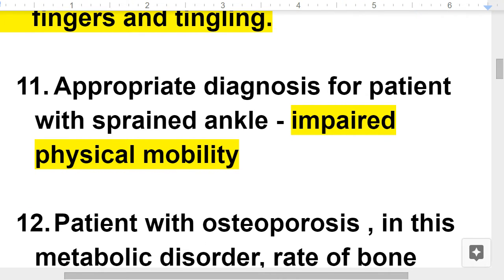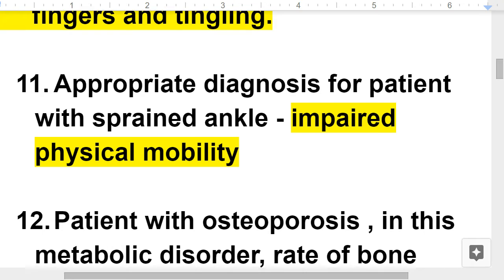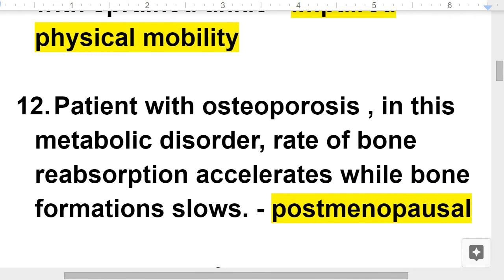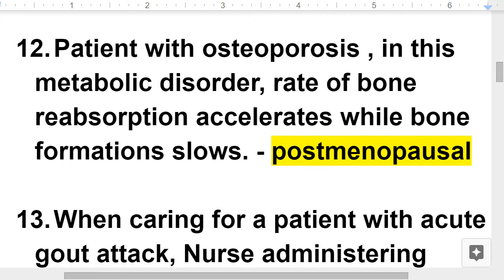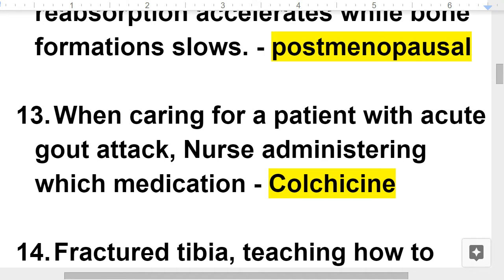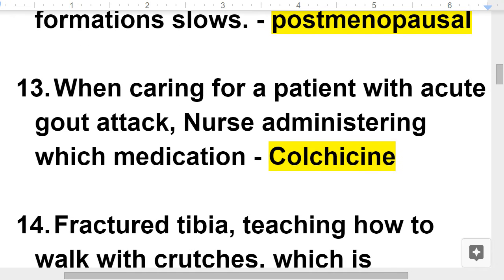Appropriate diagnosis for a patient with a sprained ankle: impaired physical mobility. Patient with osteoporosis. In this metabolic disorder, the rate of bone resorption accelerates while bone formation slows. It's called postmenopausal.